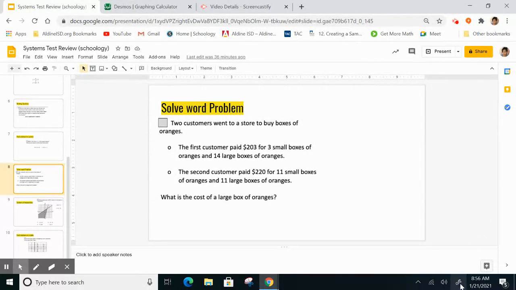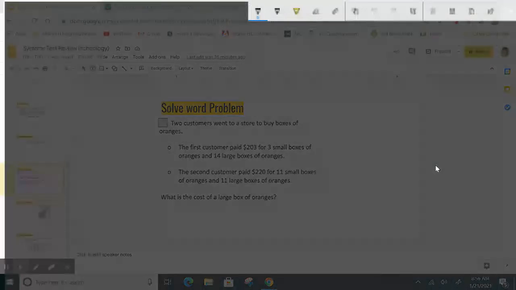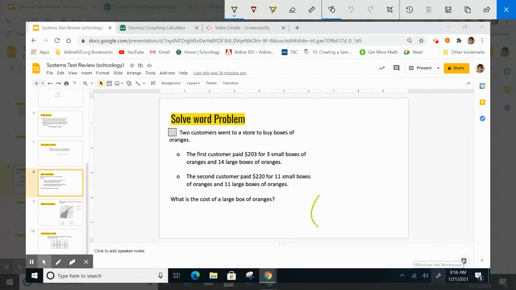So that tells me that the solution for this is going to be 7, 13. And remember that X was our small and Y was our large. So we want to know the large. So a large box of oranges is going to cost $13.